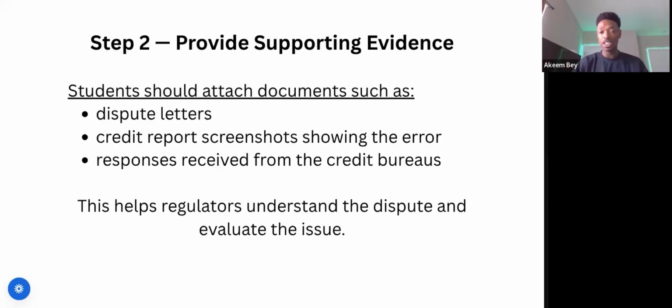Do not take screenshots of Identity IQ, MyScore IQ, MyFreeScore Now, any of the third-party credit monitoring services that you may use, because those are not actual credit bureau reports. They're a rendition or an interpretation of your credit report displayed in a different form. So they don't work in court. You need your actual credit reports. And again, you can go to annualcreditreport.com. They give you a free one every week. But this helps those regulators understand the dispute and evaluate your issues.